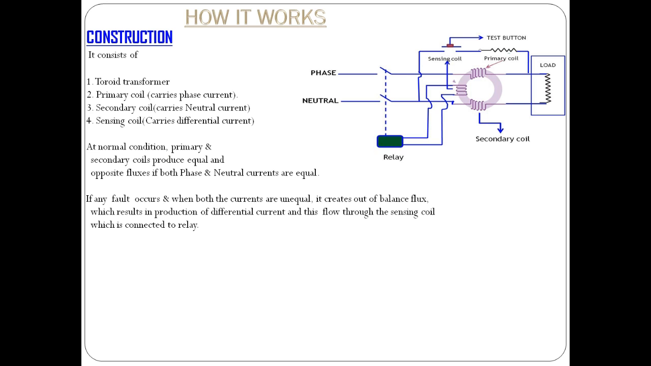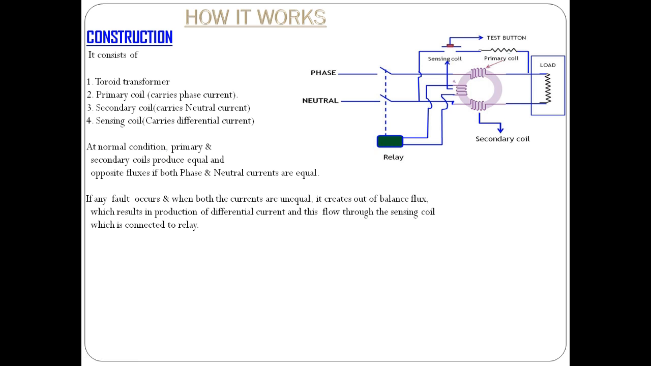RCCB consists of a toroidal transformer with a primary coil, a secondary coil and a sensing coil. In this case, the phase wire is connected to the primary coil of the toroidal transformer, and from the primary coil it is given to the load. When it returns, there is a secondary coil, and this secondary coil is connected to the neutral. There is also a sensing coil in between the primary coil and secondary coil. In normal conditions, the amount of current that flows through the phase will be the same as the current flowing in the neutral, so that the primary coil and secondary coil will produce fluxes that are equal and opposite in direction.